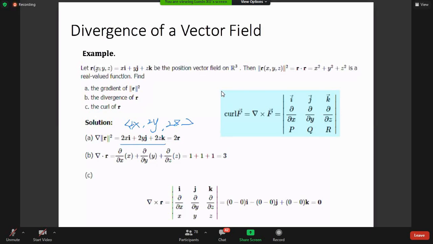So we can also write it as 2R. So it's the gradient. And for the divergence, according to the definition, the P is equal to X and the Q is equal to Y and R is equal to Z, right? So we can get the divergence according to the definition.